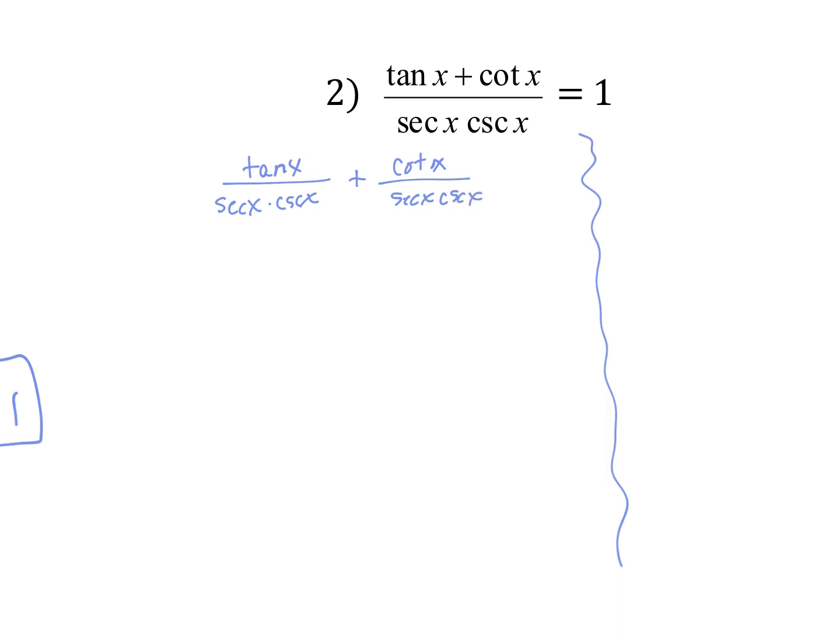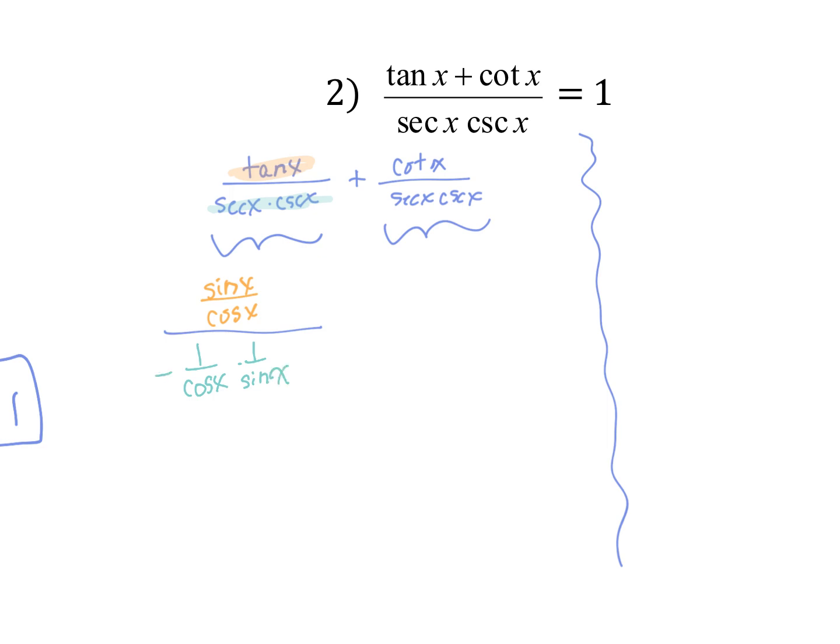And then I want to focus my attention on each individual term here, and I want to simplify that to see what I get. So I know that tangent is, let's color code this, I know that my tangent is sine of x over cosine of x, and then that will be over my secant x cosecant x. I'm going to rewrite that as 1 over cosine x times 1 over sine of x.